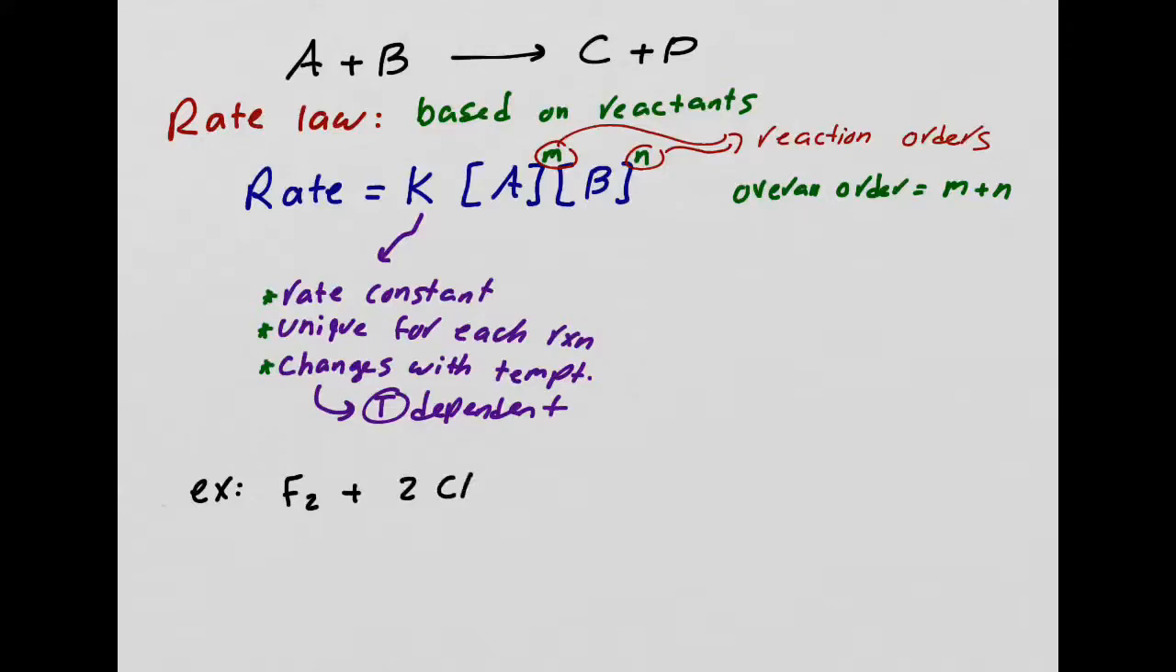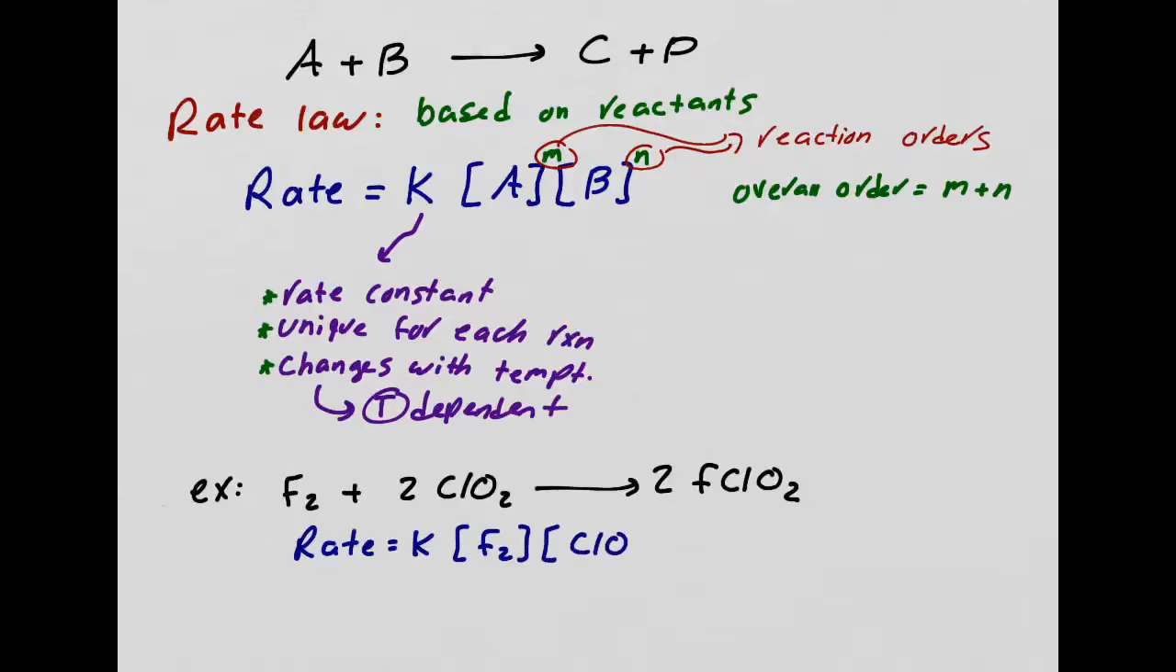Now, I want to do an example right now to show you something. Again, don't worry, we're just starting this. F2 plus ClO2 going to the products. Here is my chemical reaction. If I were to write the rate law for this, the rate law for this reaction is equal K times the concentration of, do it with me, F2 times the concentration of ClO2. And I've already looked up this rate law: it's to the power of 1 and to the power of 1. Okay, so I looked it up, this is the rate law for this reaction.